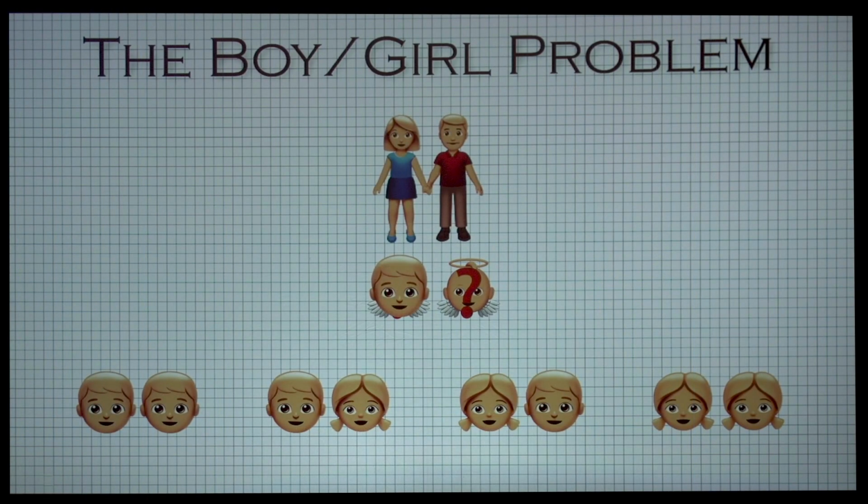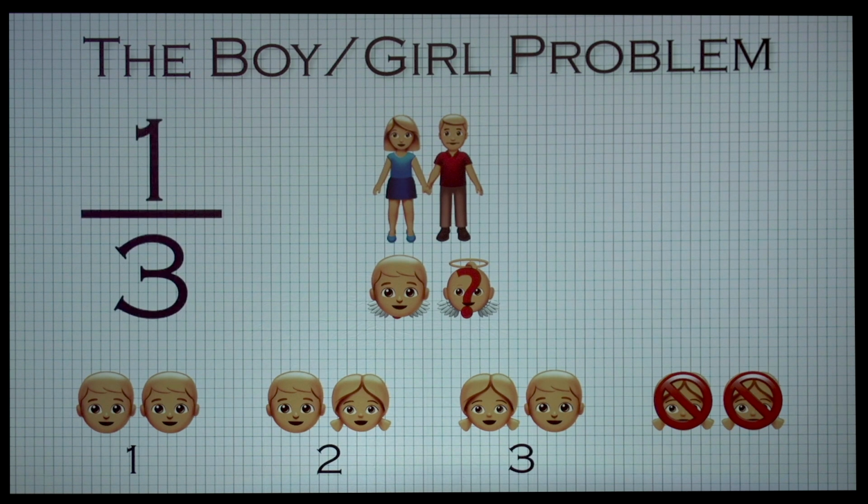So he tells you, I got 2 children, at least one of them is a boy. What do we know now? It's not girl-girl. So what is the probability that the other's a boy? There's 3 possibilities. It's a third. How can that be?